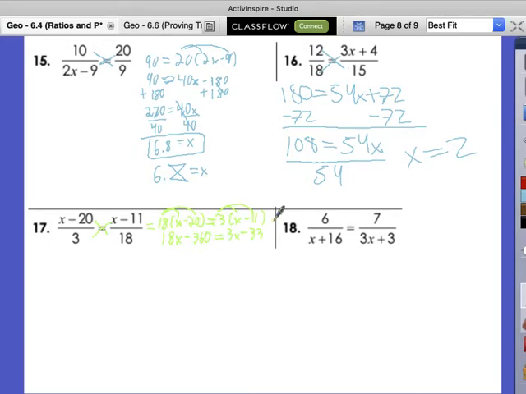We want to get all of our x's together on one side. Would we rather move the 18x by subtraction or move the 3x by subtraction? Probably move the 3x. So I'm going to subtract 3x from both sides. 18x minus 3x is 15x minus 360.